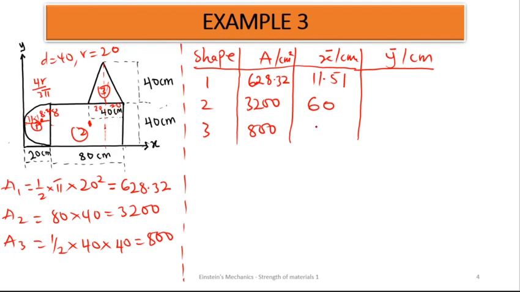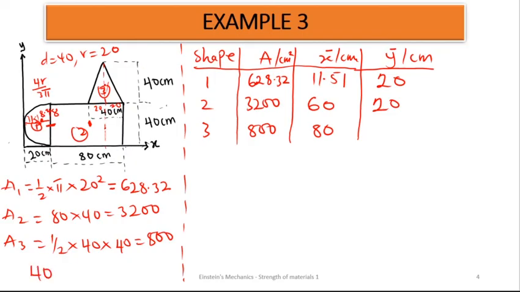Are we good? We can locate the y distance too. So the y for shape 1, that's the semicircle, is just half of the diameter, and the diameter is 40, so it is going to be 20. And for the rectangle too, it is 40, so its center on the y is going to be 20. What about the triangle? Before we even locate its center, we have to cover a distance of 40. So we have a distance of 40 to be covered, plus how to locate its center.